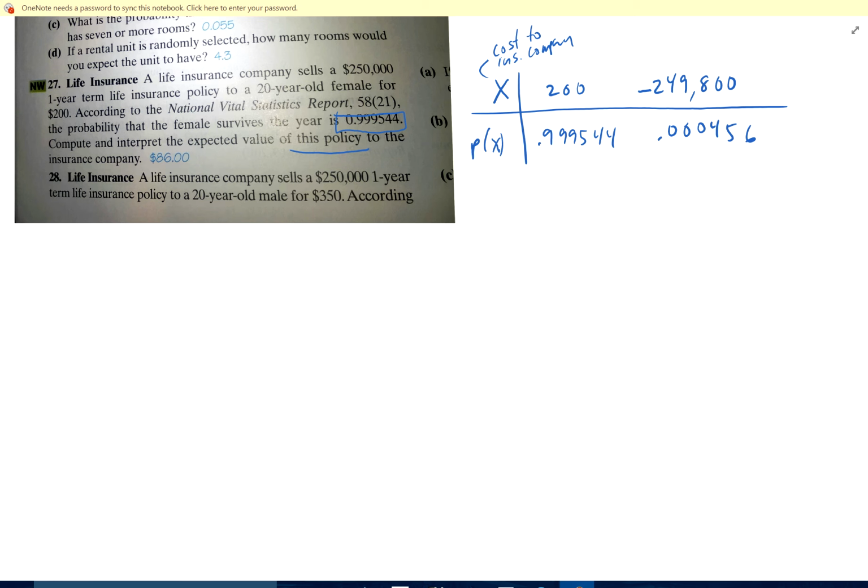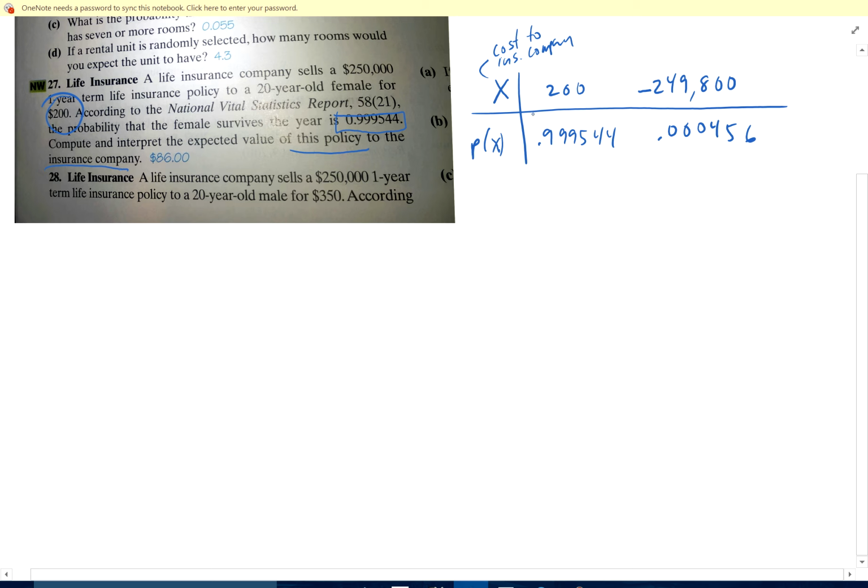Okay, 27. A life insurance company sells a $250,000 1-year life insurance policy for $200. The probability she survives is 0.999544. Compute and interpret the expected value of this policy to the insurance company.